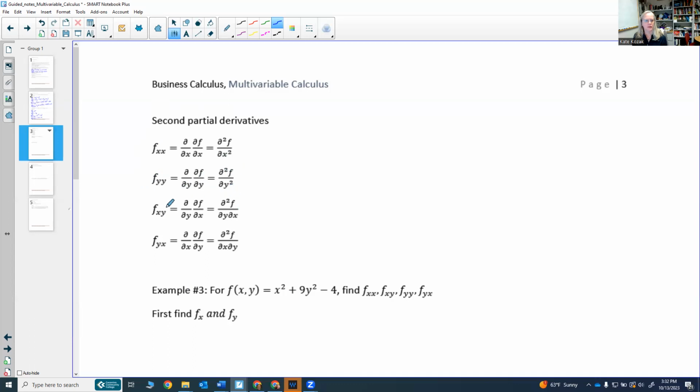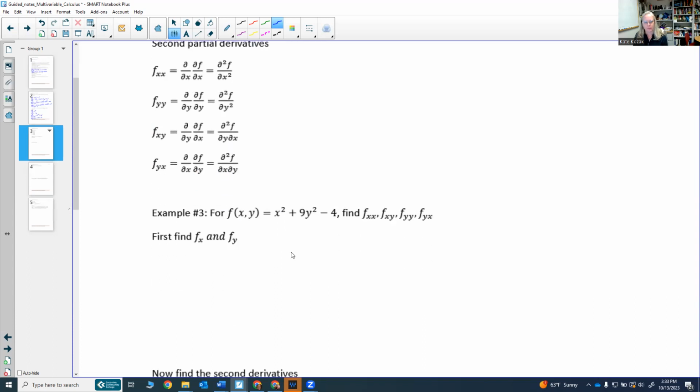and the second partial derivative of f with respect to y squared. The partial derivative of f xy is actually the partial derivative with respect to y of the partial derivative of f with respect to x. It can also be written as the second partial derivative of f with respect to y and x. The partial derivative of f yx would be the partial derivative with respect to x of the partial derivative with respect to y of f, the second partial derivative of f with respect to x and y.